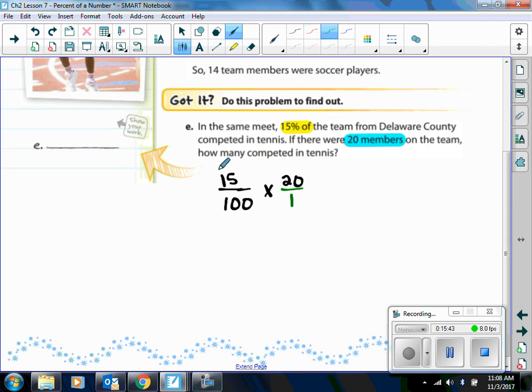So now we're going to simplify before we multiply. So 20 divided by 20 is 1. And 100 divided by 20 is 5. And oh, can I simplify some more? Yes, I can. So here, the 5 and the 15, I can simplify some more, right? So 5 divided by 5 is 1. And 15 divided by 5 is 3. So now, when I multiply straight across, 3 times 1 is 3. And 1 times 1 is 1. So that just gives me how many team members played tennis. Very good. 3 team members played tennis.